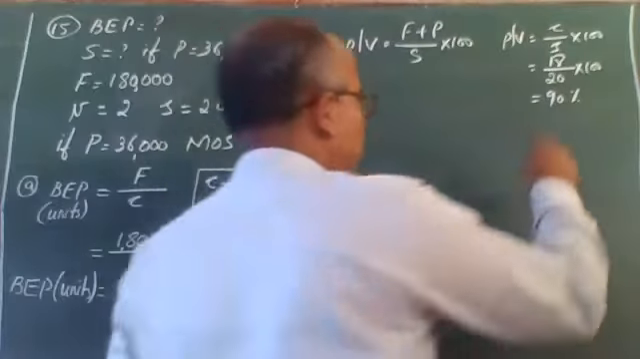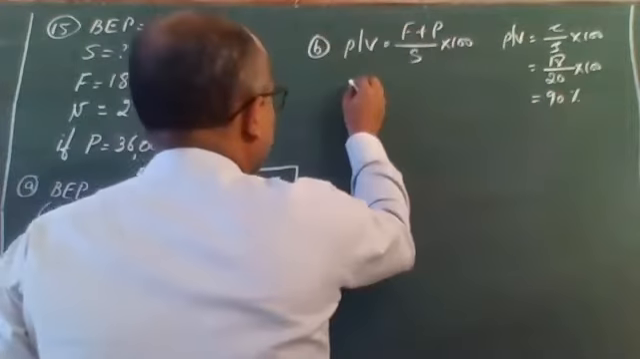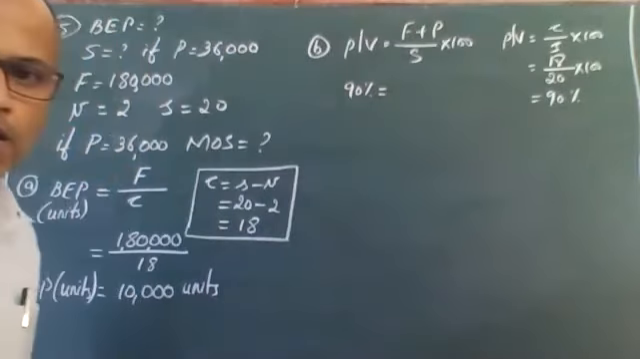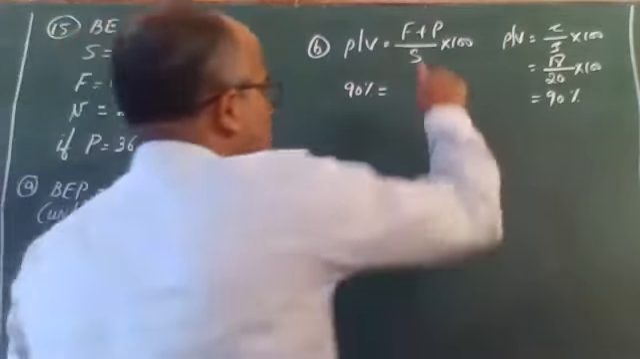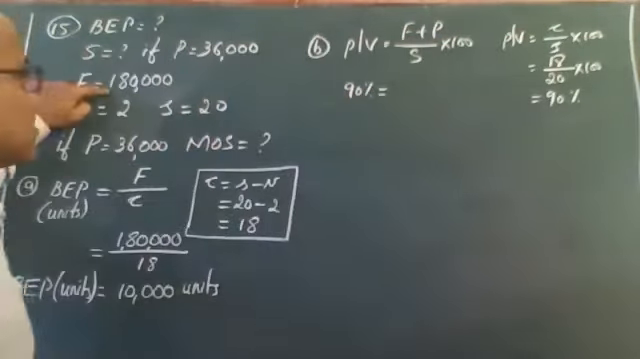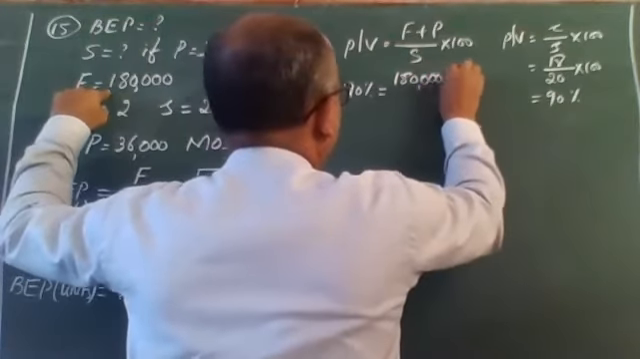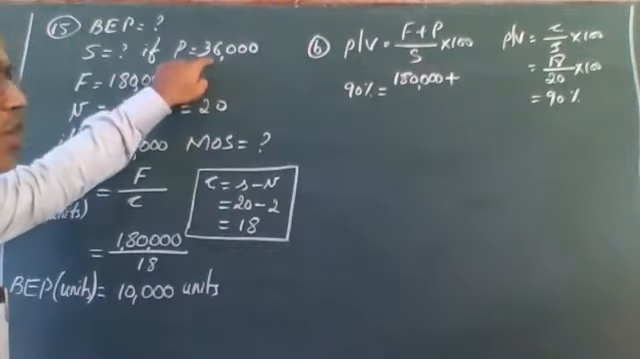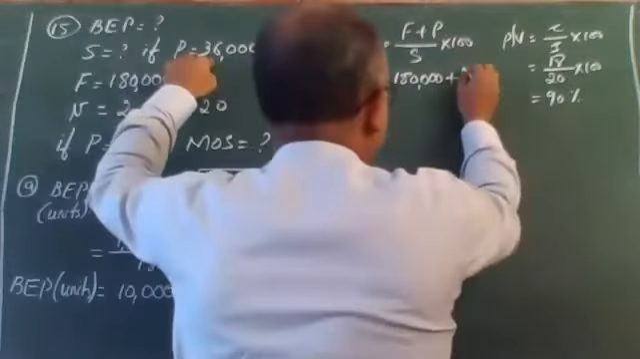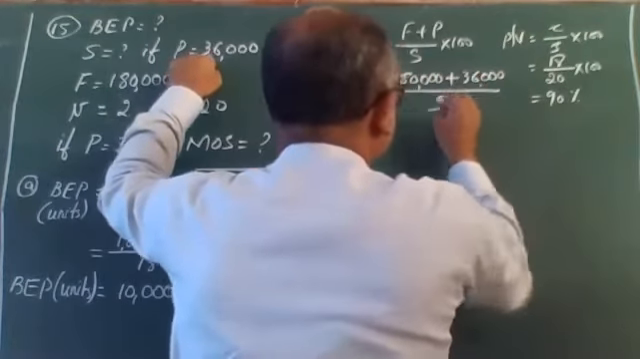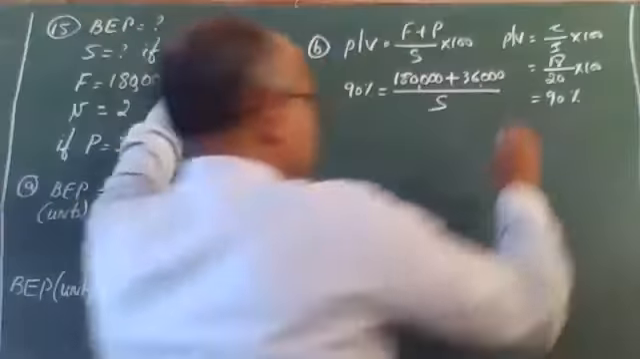Now once you know this profit volume ratio, you can bring it here. 90% is equal to fixed cost. Fixed cost is how much? I have fixed cost, it is 1,80,000, plus desired profit. How much profit do you want? 36,000, divided by S. Should I calculate?